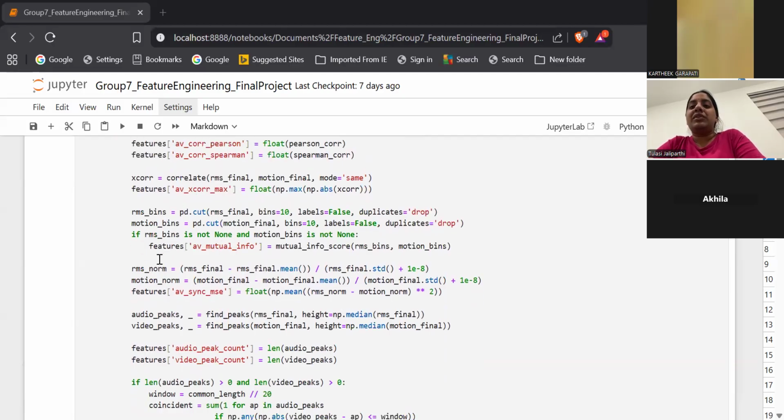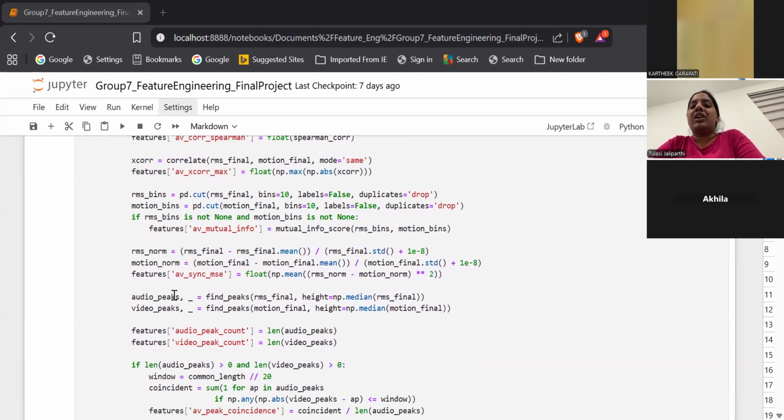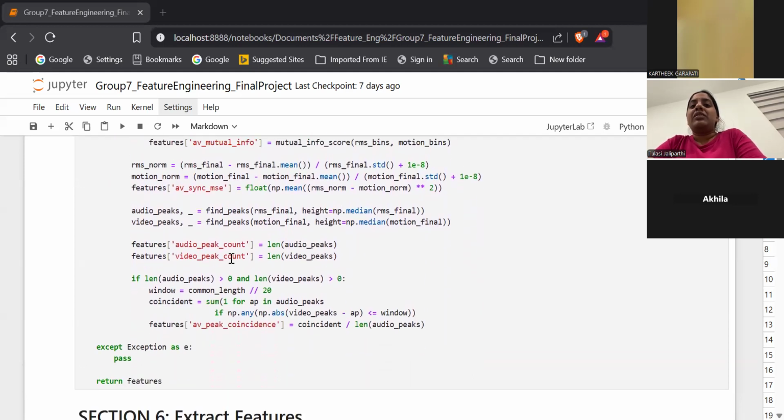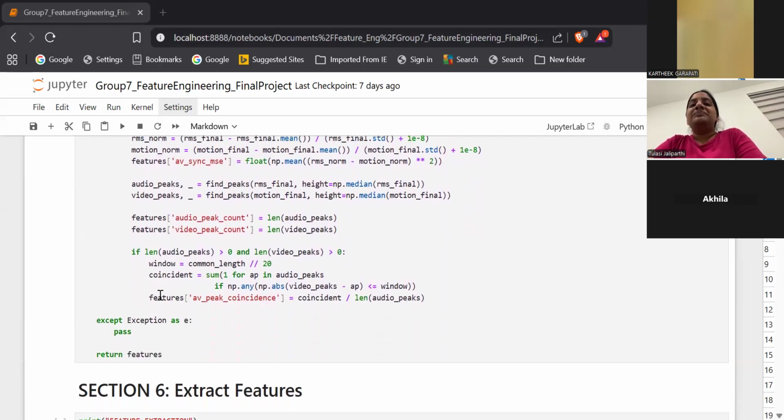Fourth, mutual information quantifies nonlinear dependencies. Fifth, synchronization MSE measures alignment quality. Sixth, peak coincidence counts matching audiovisual events within narrow time windows.